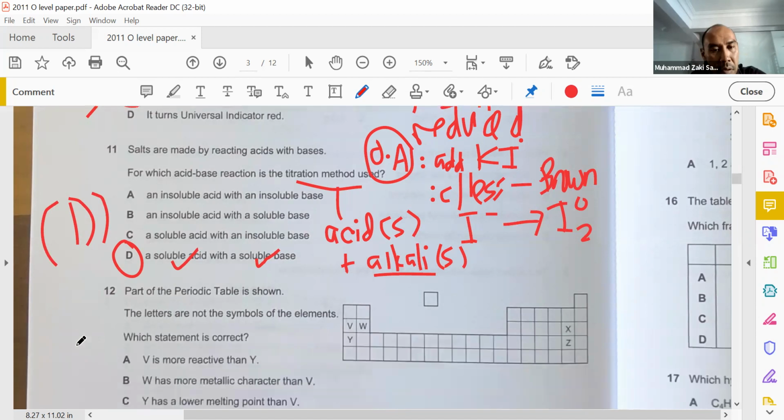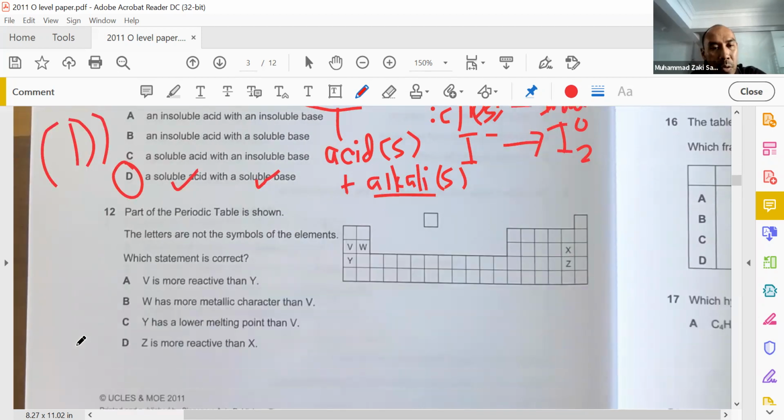Let's move on. Question 12. Part of the periodic table is shown. The symbols are not the actual elements. Which of the following statements is correct? V is more reactive than Y. That's wrong, it's actually the opposite. W has more metallic character than V. What does it mean?